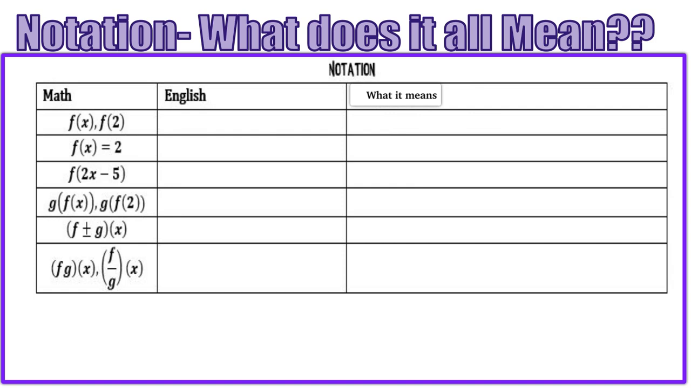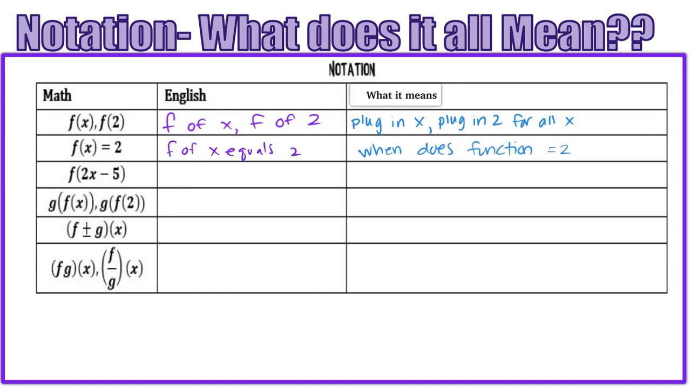The first column, f of x or f of 2, which would mean that we're plugging in x or that we're plugging 2 in for all of the x's in the function f. f of x equals 2 means when does the function equal 2? f of 2x minus 5 means that we're plugging 2x minus 5 in for all x's. g of f of x or g of f of 2, that's probably the most confusing to try and say out loud.